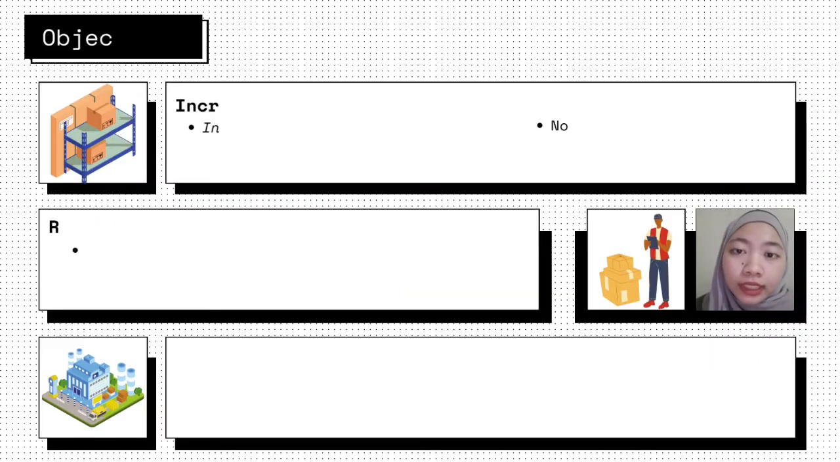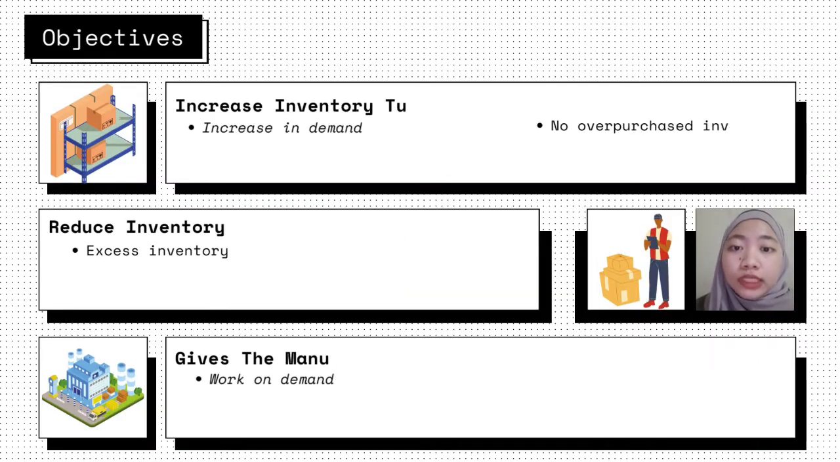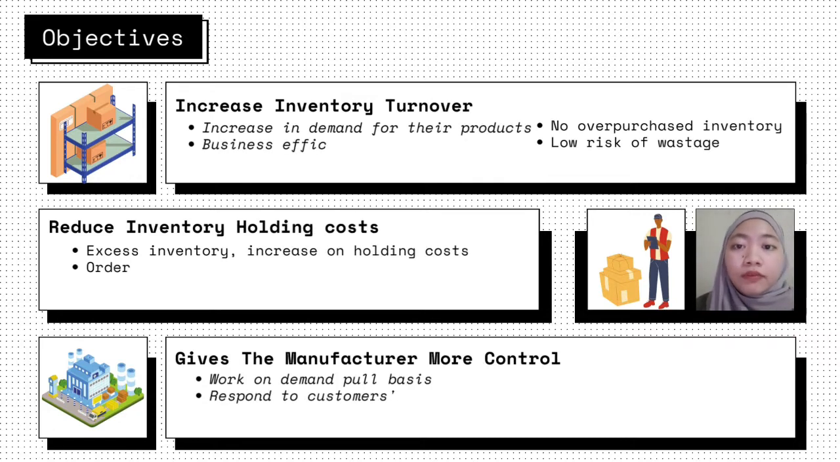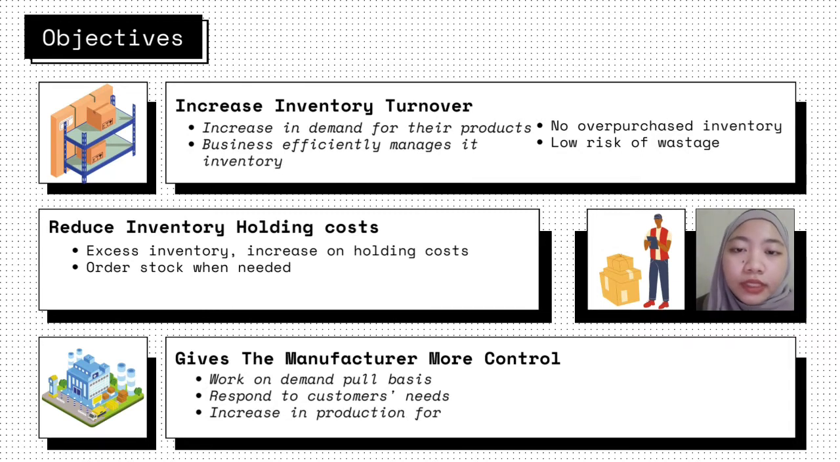Objective. Moving on the second subtopic, which is the objectives of just-in-time. There are several objectives of just-in-time, but for this presentation, I will be covered on the three main objectives. So the first objective will be to increase the inventory turnover. When the inventory turnover increase, the demand for the products will be increased as well, and business will efficiently manage its inventory. Hence, no overpurchased inventory will be incurred and as well as low risk of wastage.